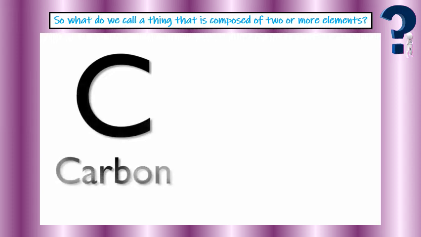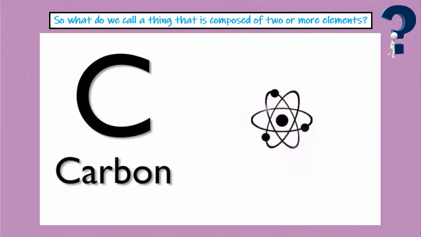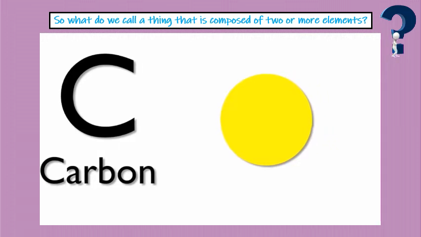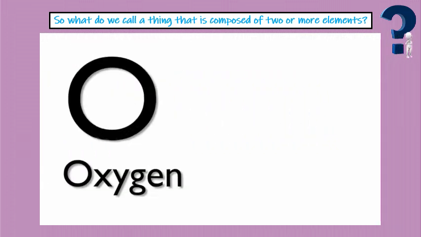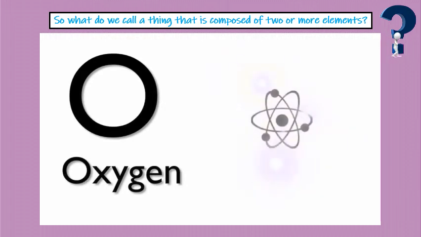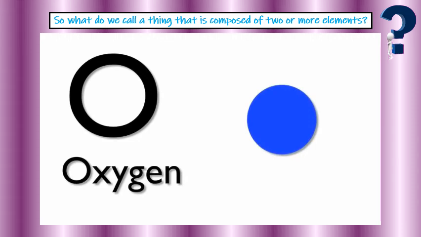Carbon is another element found on the periodic table of elements. Carbon is just one type of atom that we represent here with a yellow circle. Oxygen, once again, is found on the periodic table of elements and is just one type of atom that we will represent with a blue circle.